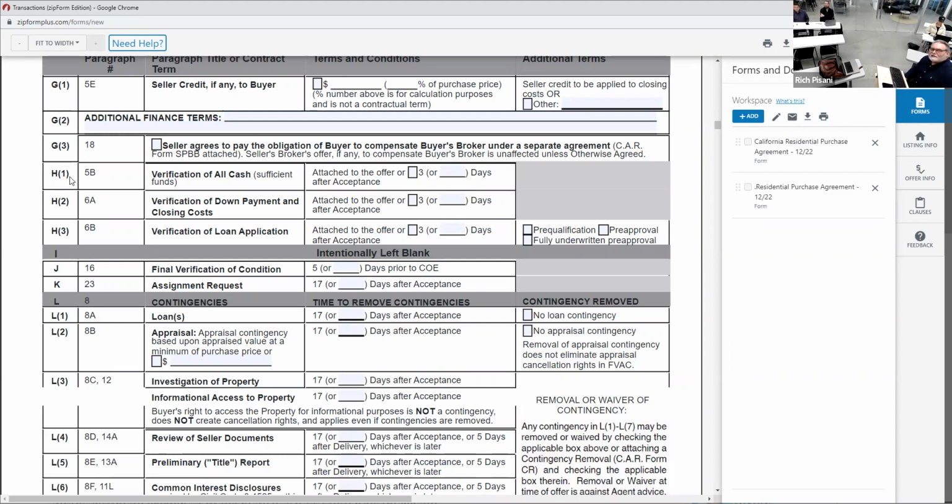Okay, this next one, 3G3, is tripping everybody up since they added it in December. Seller agrees to pay the obligation of buyer to compensate buyer's broker under separate agreement, seller's broker offer if any to compensate. Okay. You only use this item here if, one, you have a buyer's broker's agreement.